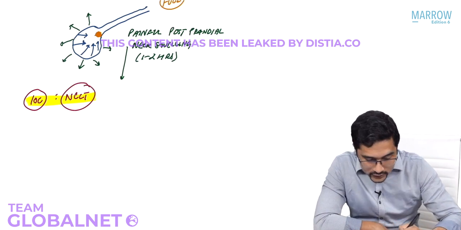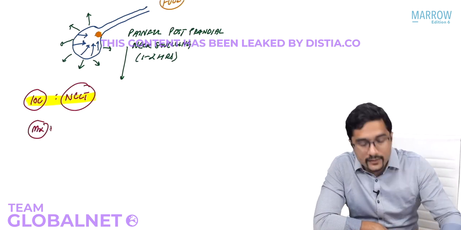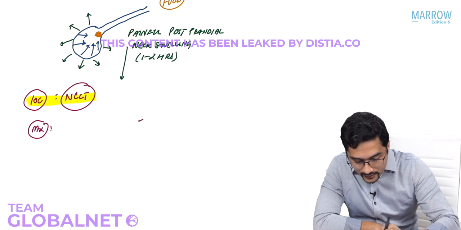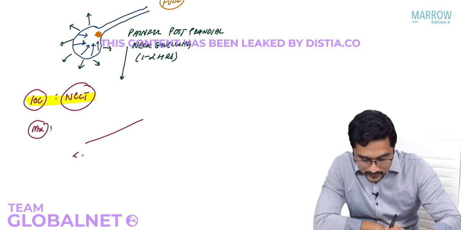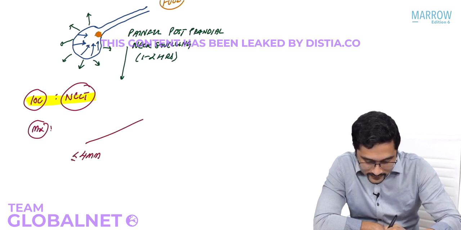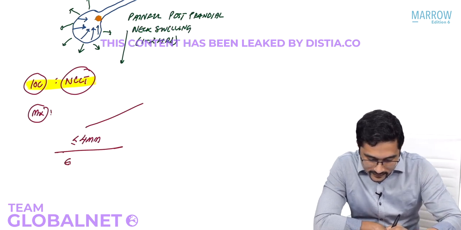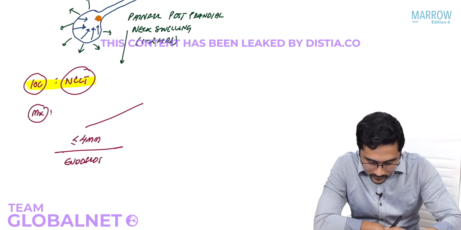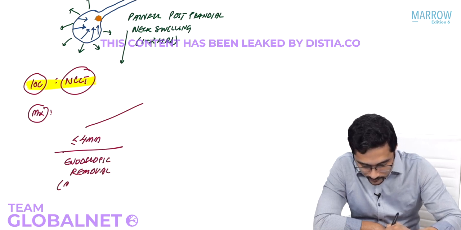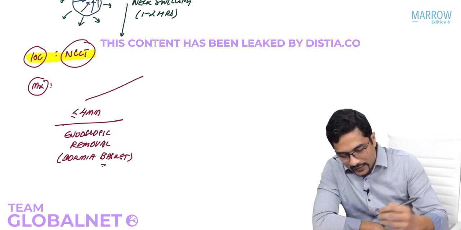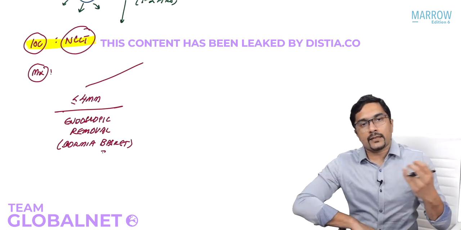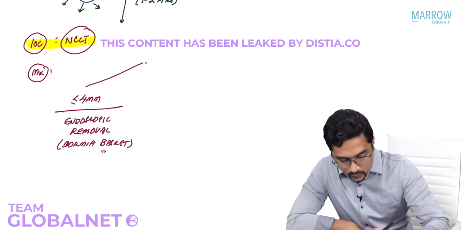Now, how do we manage a patient with sialolithiasis? If the stone is less than or equal to 4 millimeters in size, then endoscopic removal can be done. For endoscopic removal, we can use a Dormia basket. I have shown you a Dormia basket in the kidney chapter and in the gallbladder chapter. You can use a similar Dormia basket to retrieve this stone.